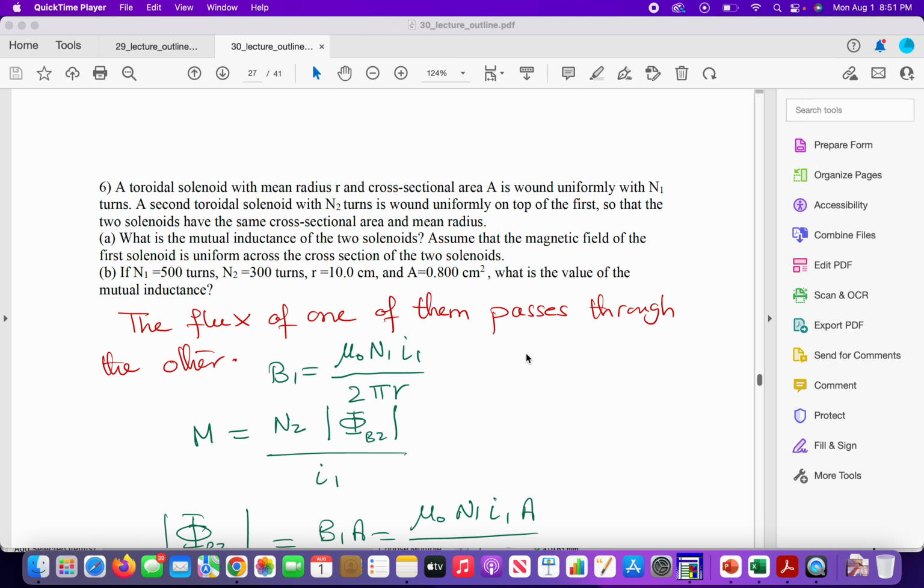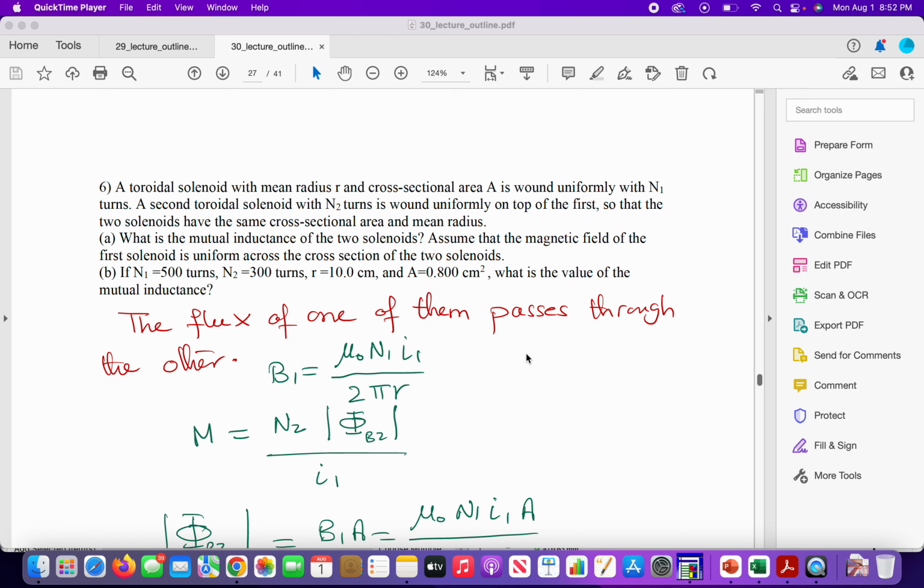This means that it has a circular cross-sectional area. A second toroidal solenoid with N2 turns is wound uniformly on top of the first so that the 2 solenoids have the same cross-sectional area and mean radius. What is the mutual inductance of the 2 solenoids? Assume that the magnetic field of the first solenoid is uniform across the cross-section of the 2 solenoids.